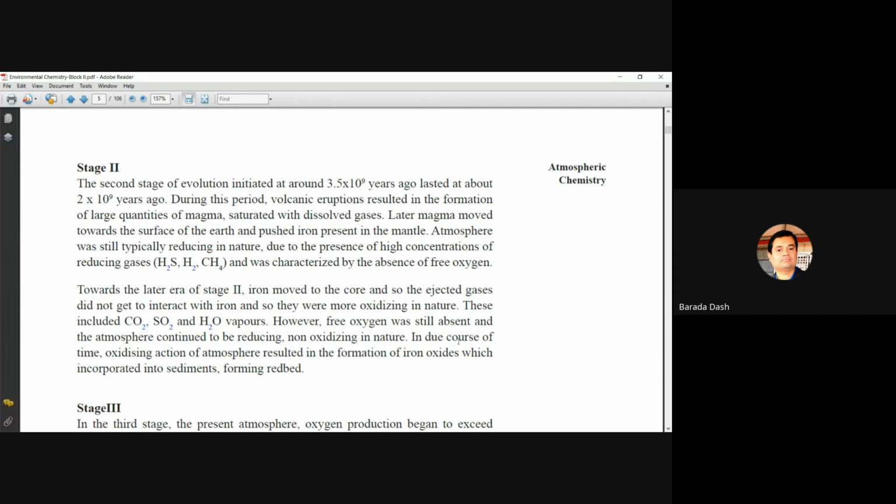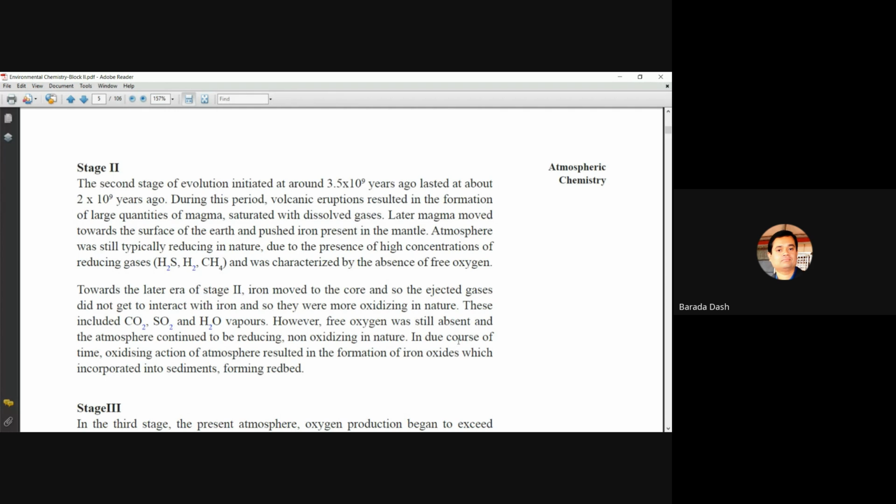The early period was stage 1, when our earth formed. The second stage is when we have the hydrosphere, water is there, and slowly sedimentary rocks are forming. So the second stage started at that point. During this period, volcanic eruptions resulted in the formation of large quantities of magma saturated with dissolved gases. So what happened is, large quantities of magma means volcanic eruption, because of seismic activities.